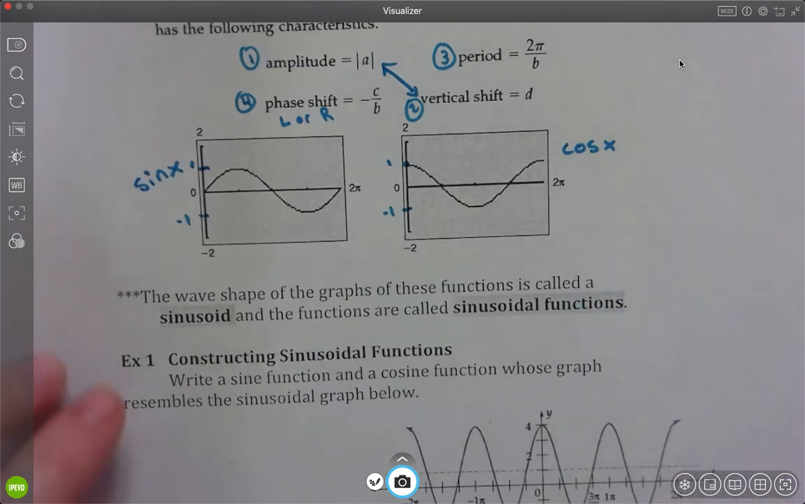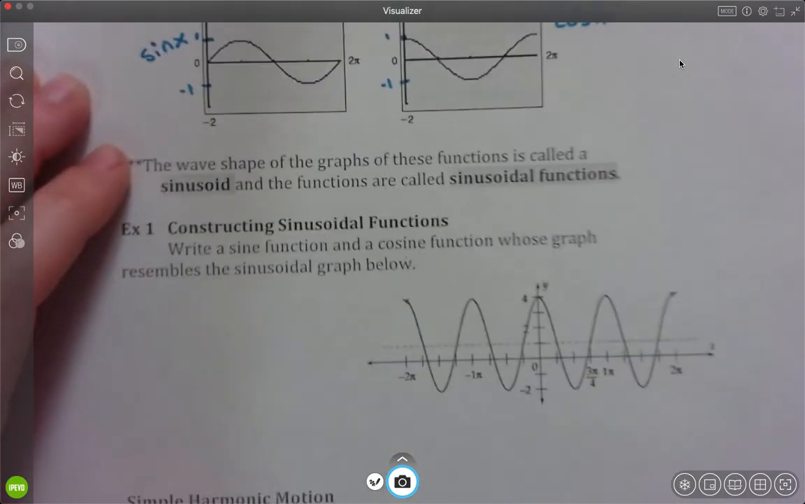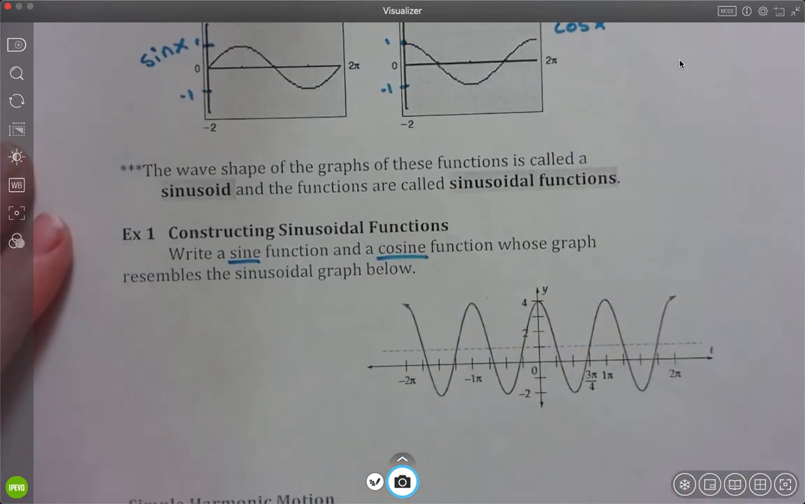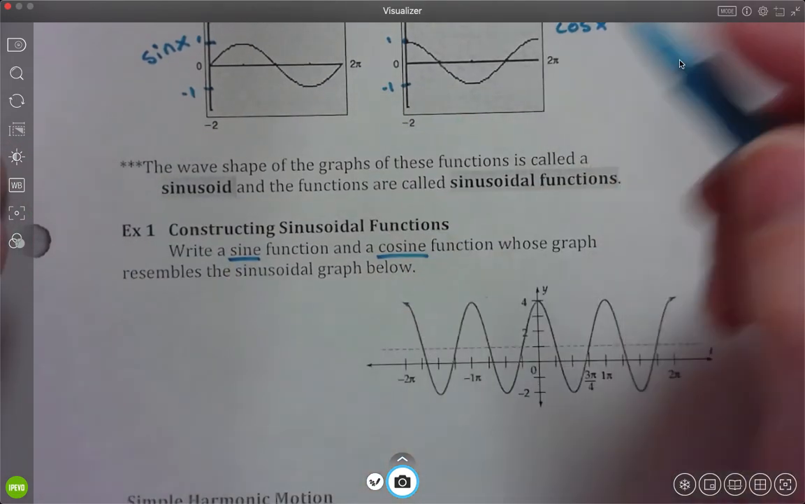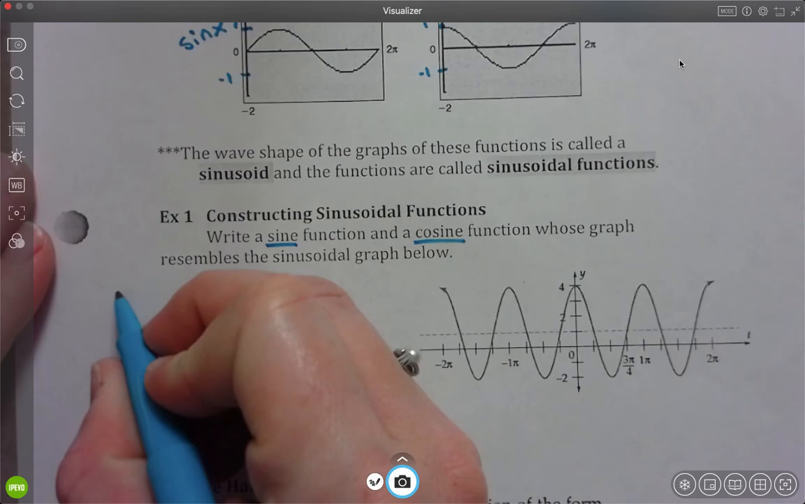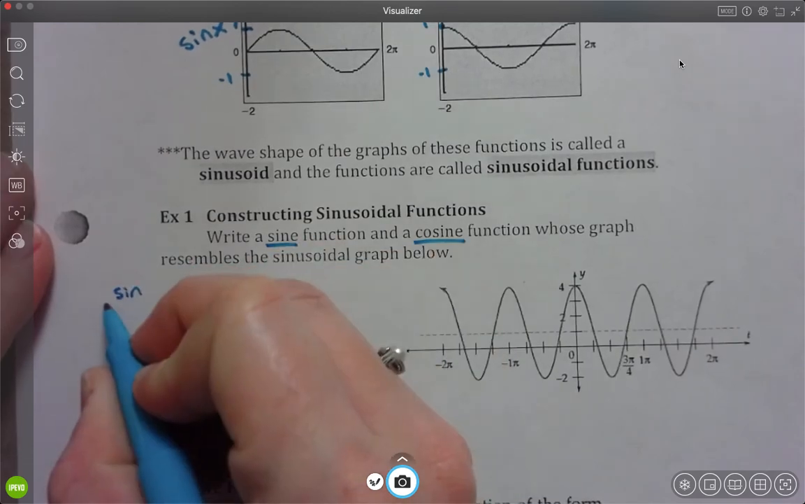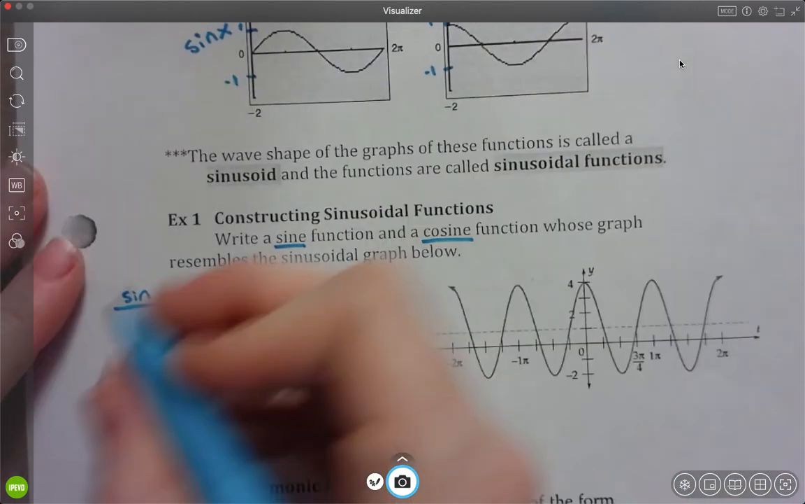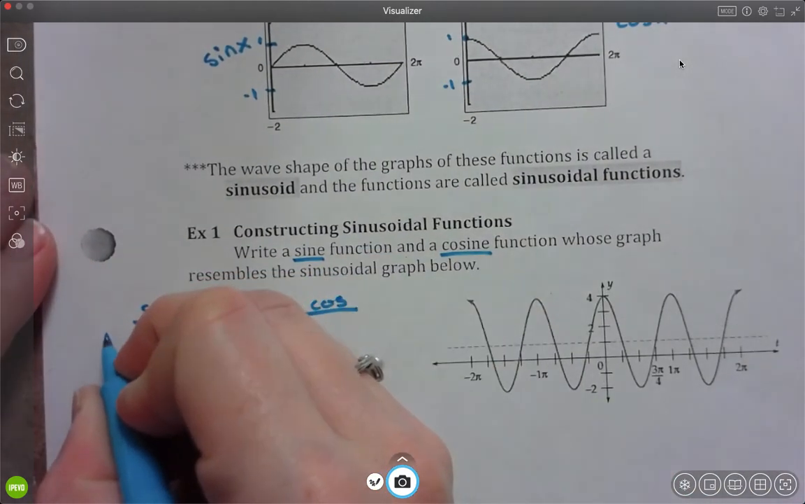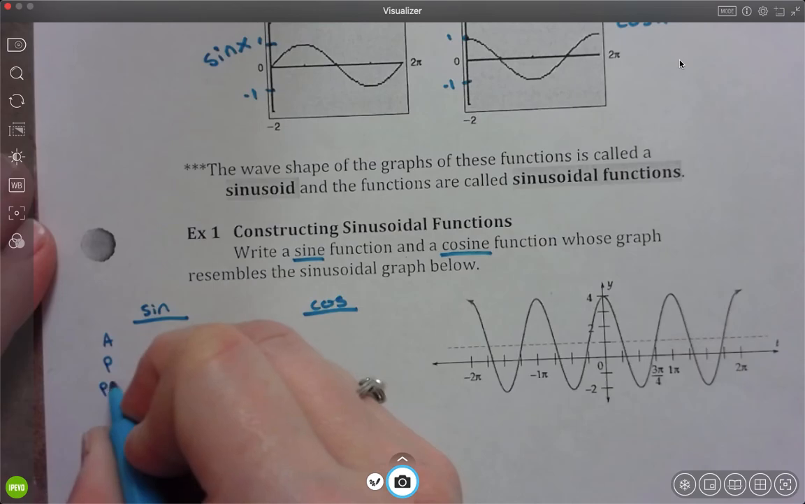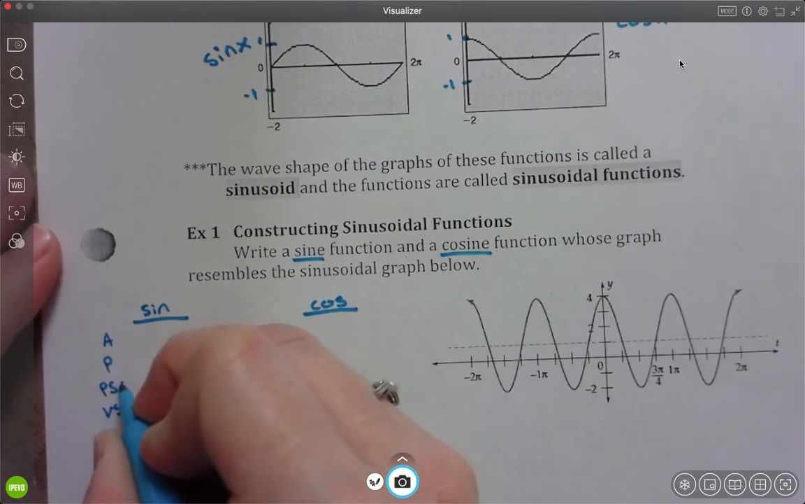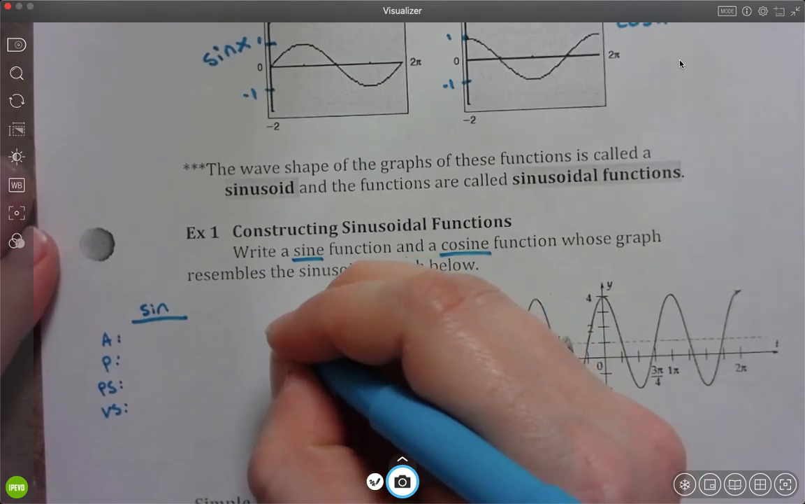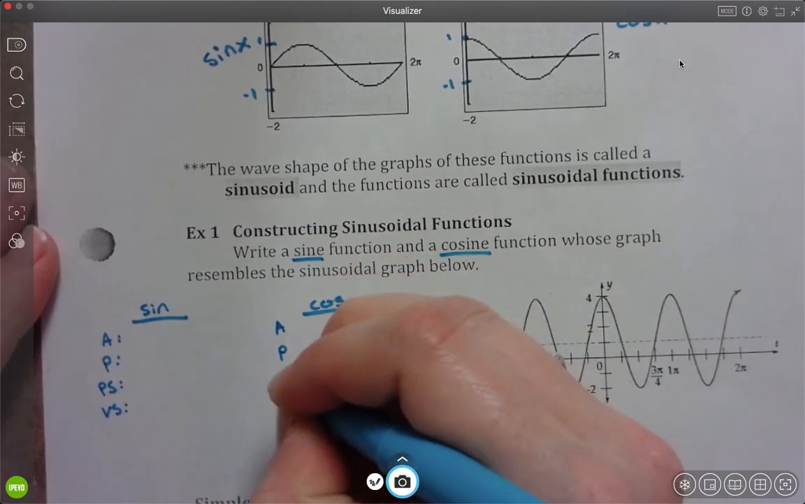Okay, so example 1, we want to write a sine and a cosine function. What I'm going to do is work off to the side over here. This is going to be sine, and this is going to be cosine. I'm going to list out my amplitude, period, phase shift, and vertical shift for each one, and then we'll go down here and list what the equation is going to look like.